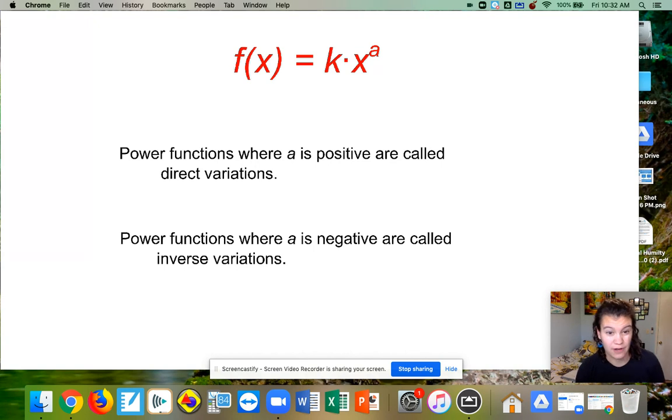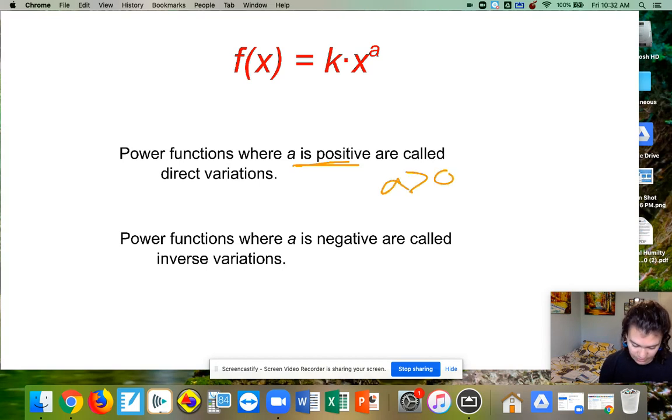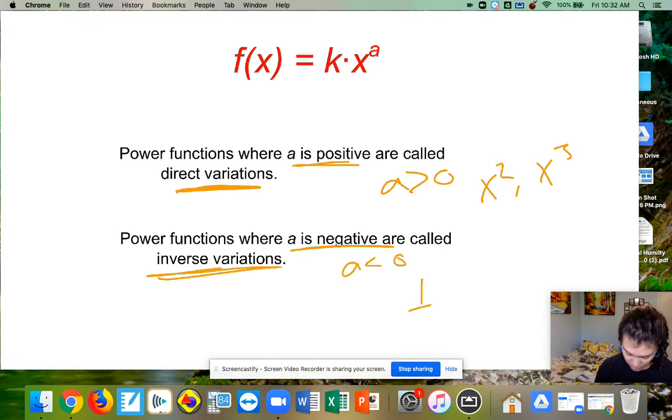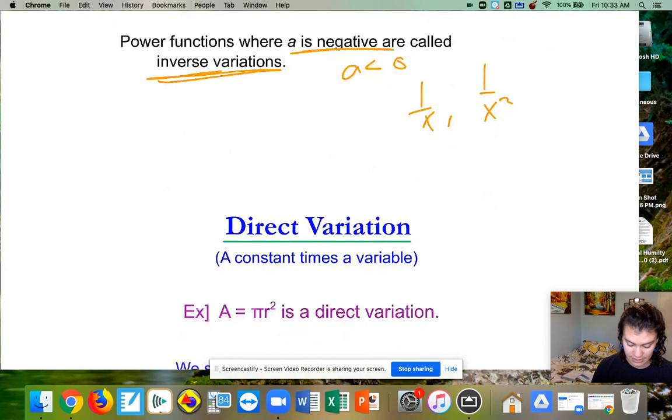So more things with power functions. Power functions, like a subcategory, if a is positive, if a is greater than 0, they're called a direct variation. So examples would be like x squared, x cubed, anything like that. If you're negative, so less than 0, it's an inverse operation. So that'd be like 1 over x, 1 over x squared. We're going to talk about these in more detail.